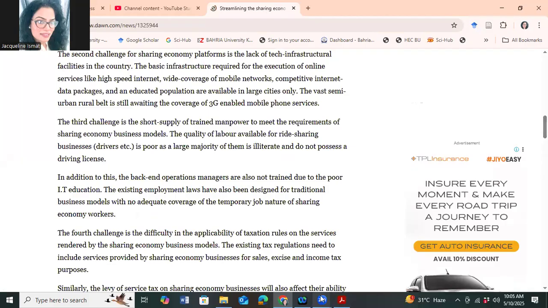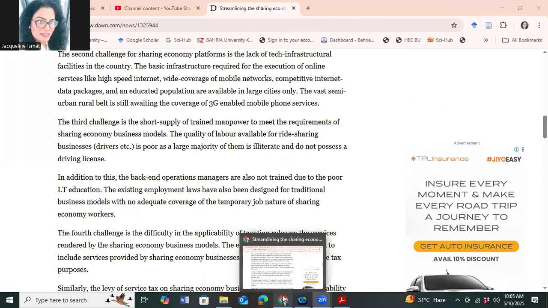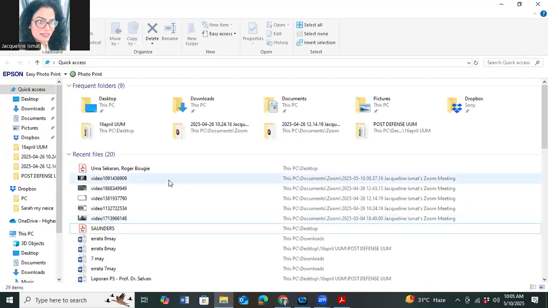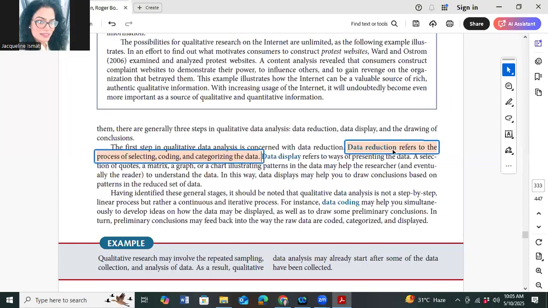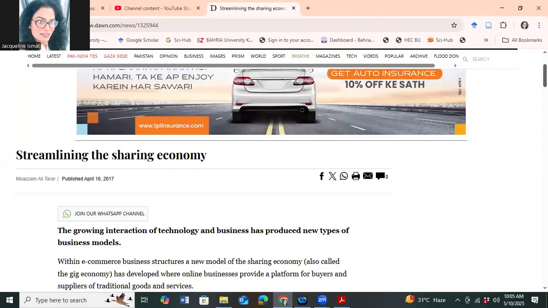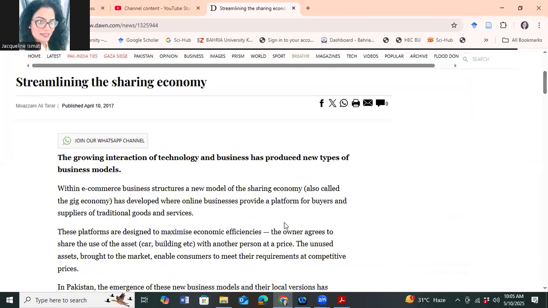So coming back to our book. Data reduction refers to the process of selecting, coding, and categorizing data. So this whole piece of information, this article I've taken from Dawn News newspaper, when I do qualitative analysis on it, what will I do? I'm going to do some data reduction. This is lots of content, lots of codes, right?